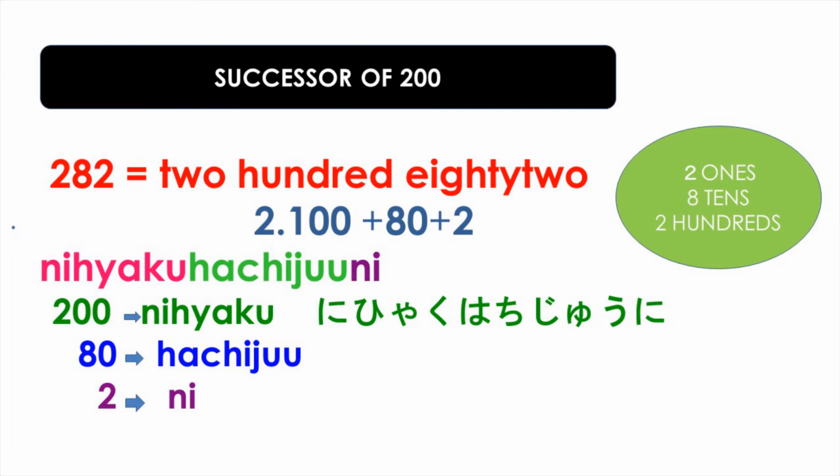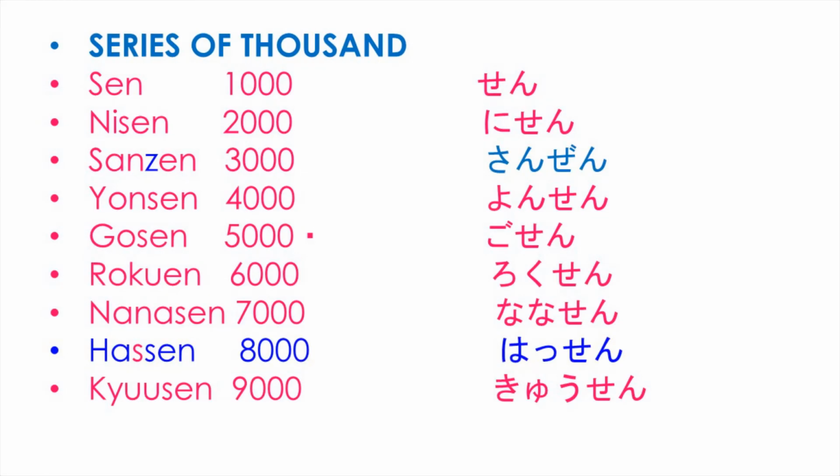Now come on another number. These are series of 1000. We will say sen for 1000. Try to speak like I am speaking. Ni sen, san sen, yon sen, go sen, roku sen, nana sen, has sen, q sen. For 1000 that is sen. For 9000 that is q sen.